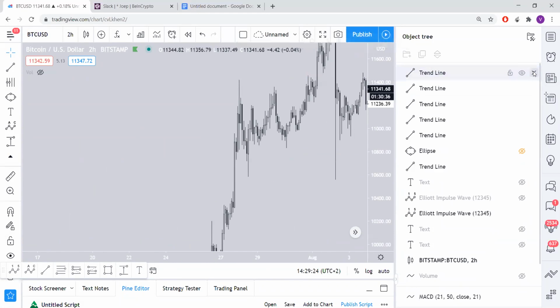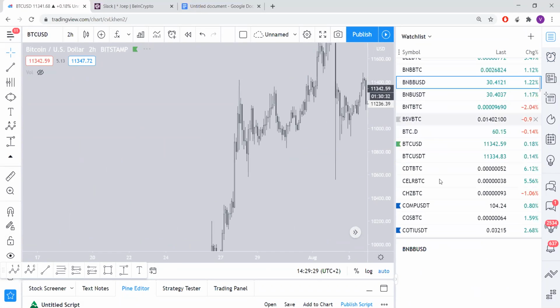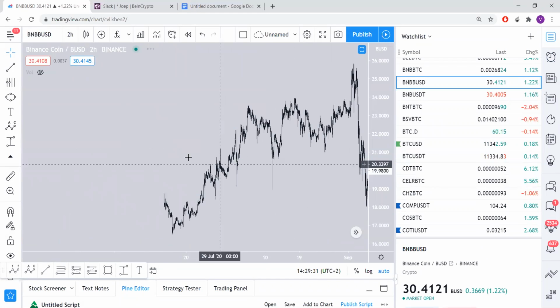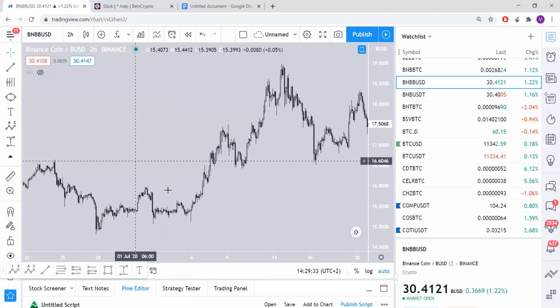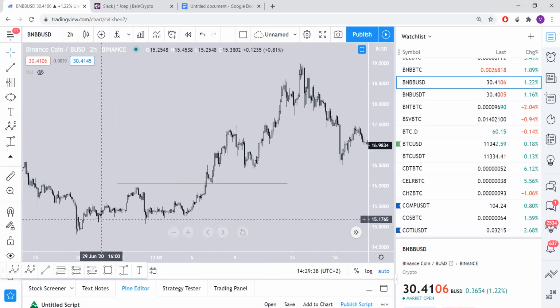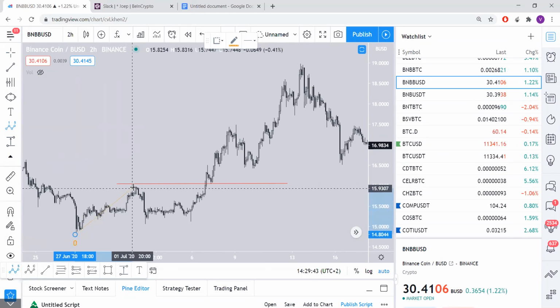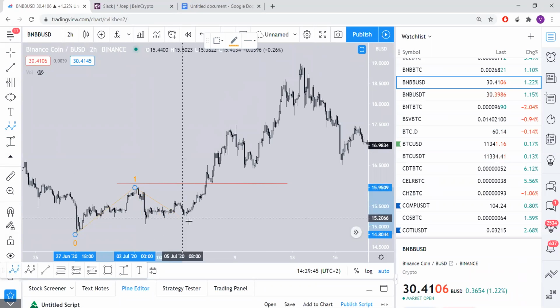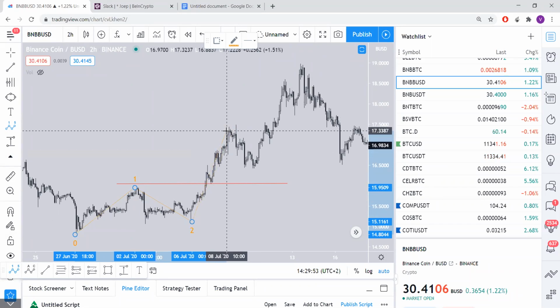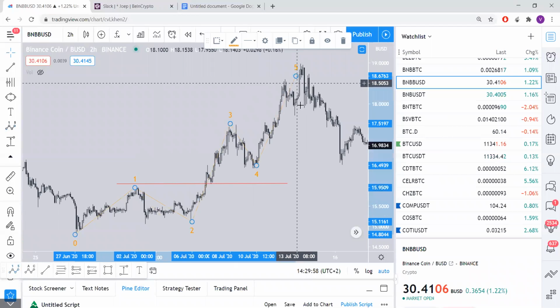I'll remove them for just a second. Now, let's just pick a random coin. So I'll do BNB. So again, probably an impulse. If I were to count this, I'd do it like this. So here you have one, either here or here. You have to count the subwaves to be precise, and that's very important, but I'm not going to do it right now. I'm just trying to show the concept.